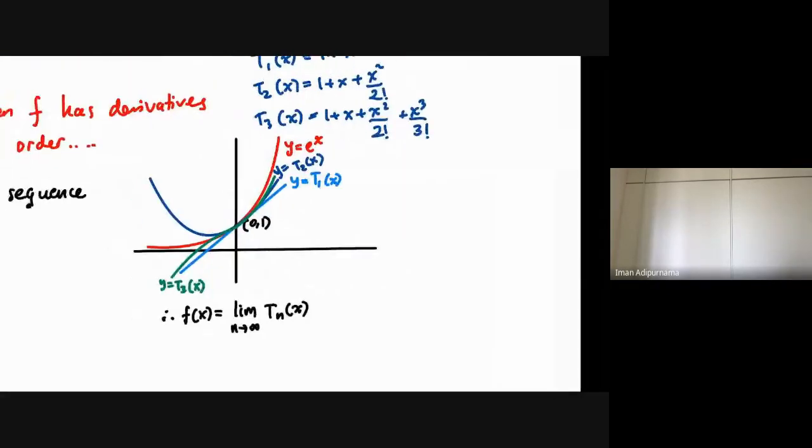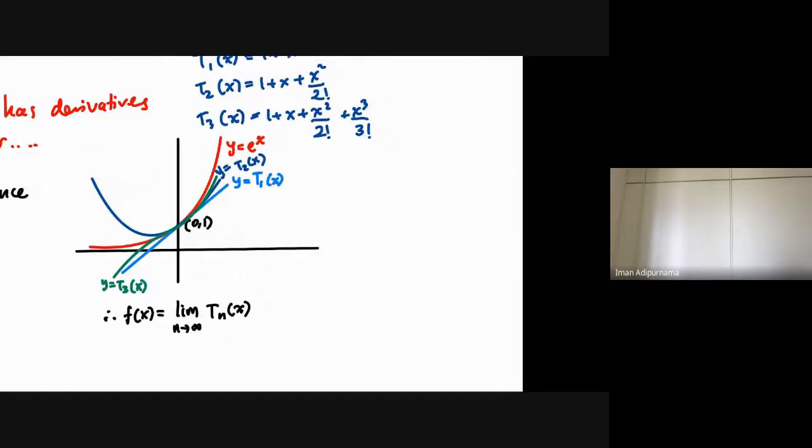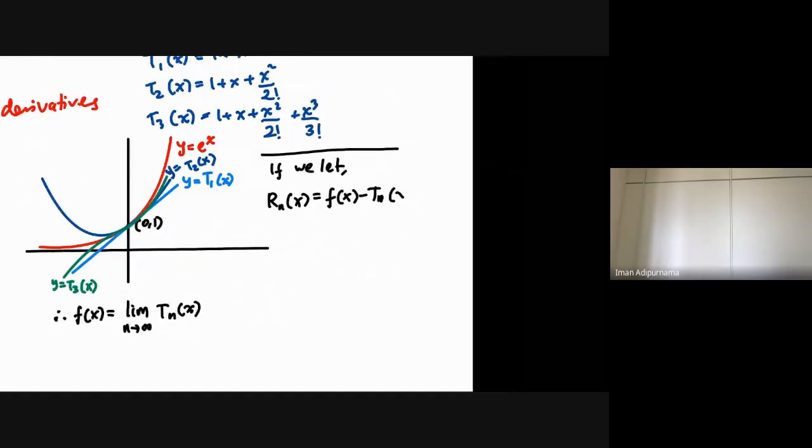And we can also say, if we let the Rn, so f(x) is Tn(x) plus Rn(x).